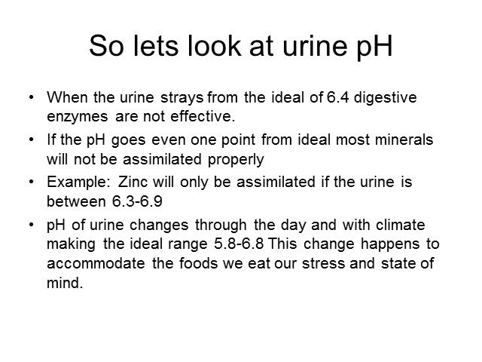The pH of the urine changes throughout the day, with the ideal ranging from 5.8 to 6.8. This change happens to accommodate the foods that we eat, the stress, and the state of our mind.